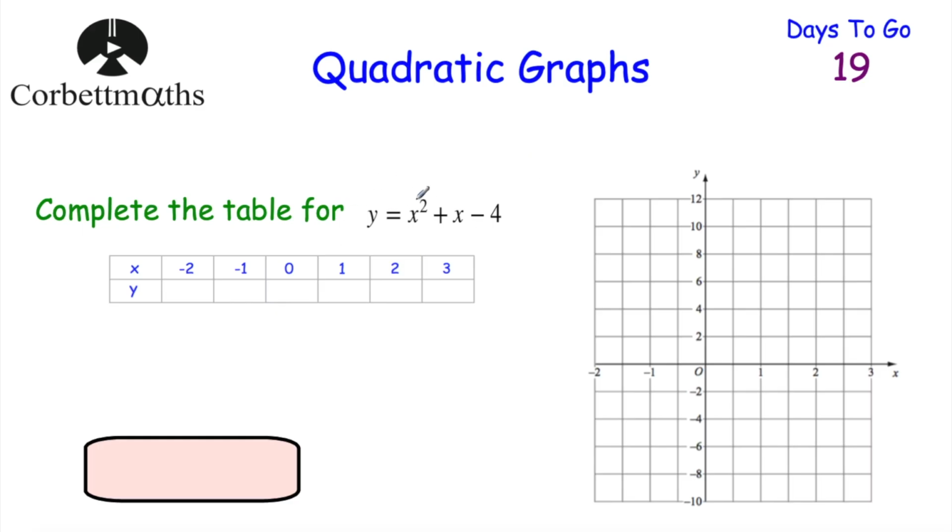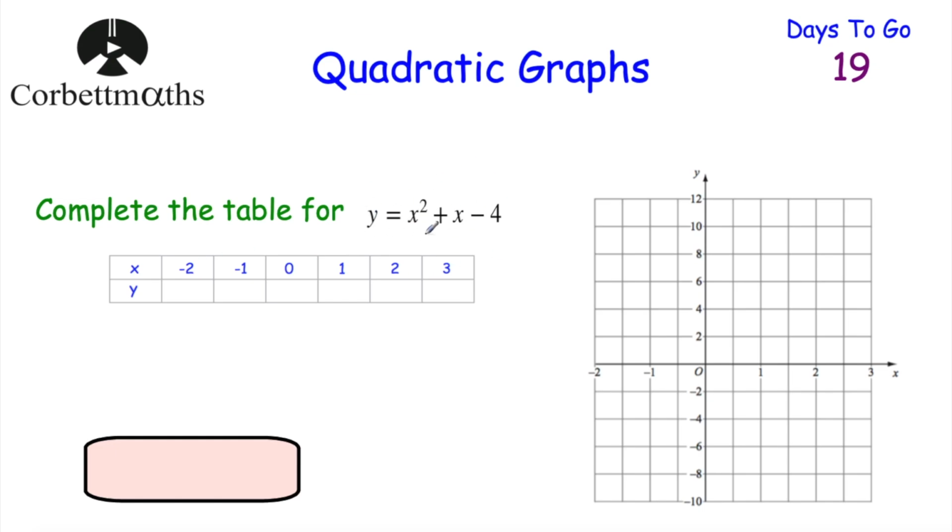It says, complete the table for y equals x squared plus x minus 4. So we've got this table, an xy table, and we've got the values of x: minus 2, minus 1, 0, 1, 2, and 3. Can you press pause now and work out the values for y? Remember, to find the values for y, for instance, if we have x equals 3, we're going to do 3 squared plus 3, take away 4. We're going to substitute these x values into this equation, and we're going to find the values for y.